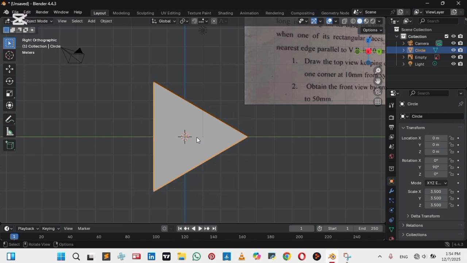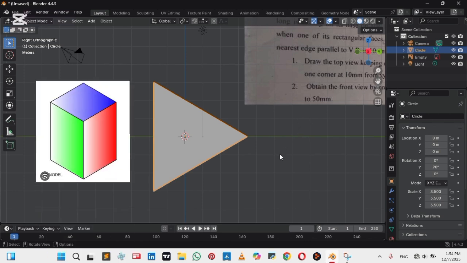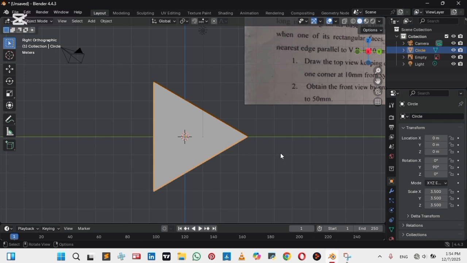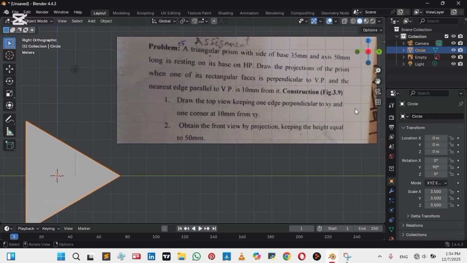35 mm. Your base is what defines the prism. You can have a square prism where the base is square, that's why it is called a square prism. This one, the base is a triangle, that's why it's called a triangular prism. So your base is what defines the prism.